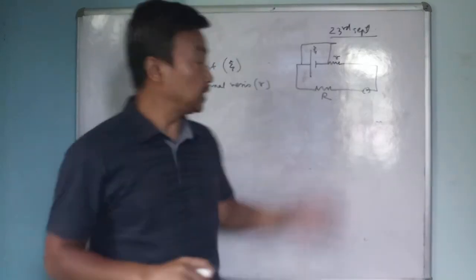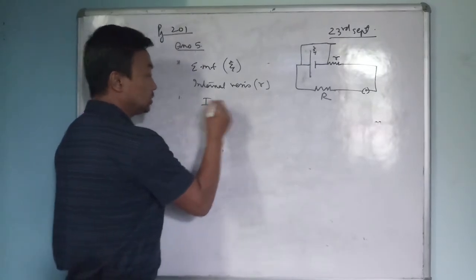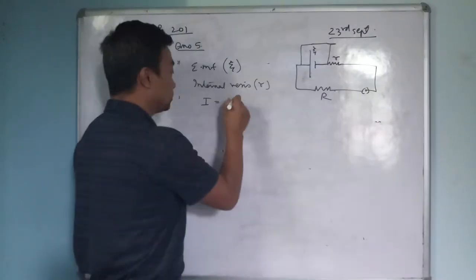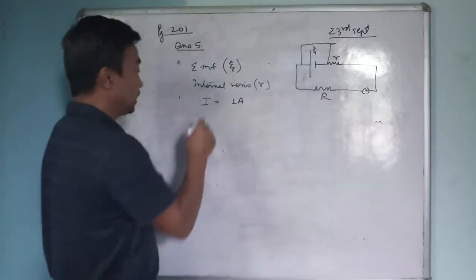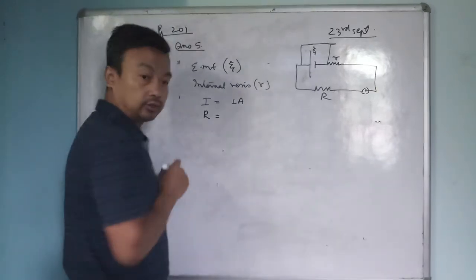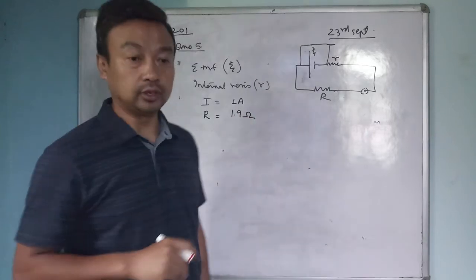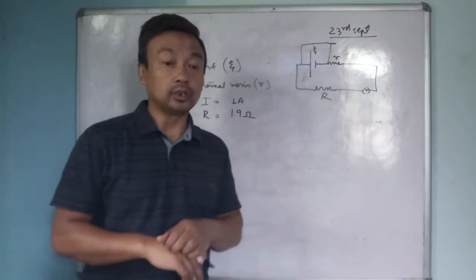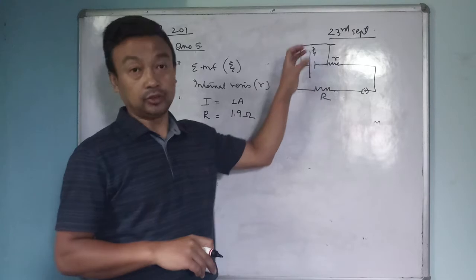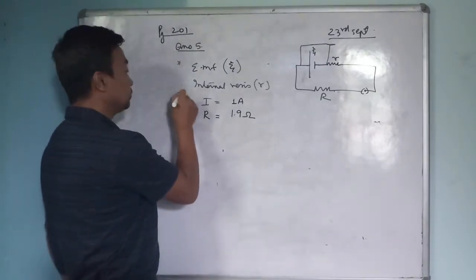It is sending a current. So in the first case, current is given to you, 1 ampere, and it is connected to an external resistance. External resistance is given to you, 1.9 ohm. So this is the first situation. In the second case, it is the same battery, sending a current of 0.5 ampere. So this is the first case.